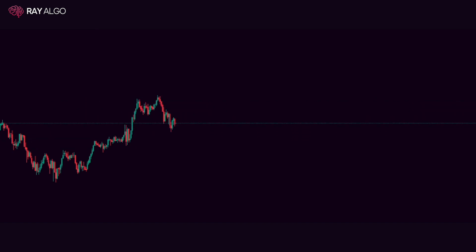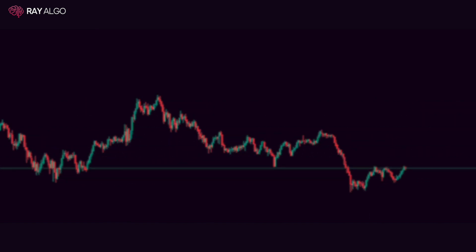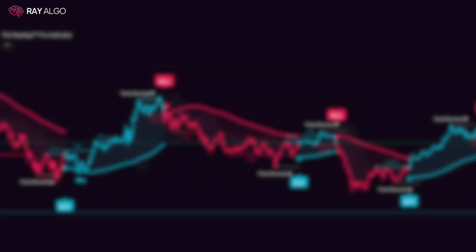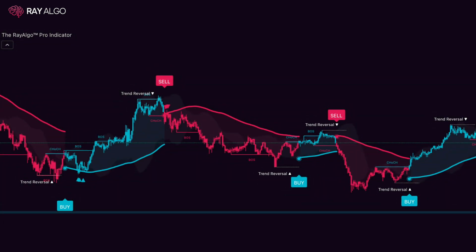Hi everyone, today we're going to walk through how to set up RayAlgo on your chart in TradingView. Whether you're brand new or have some experience, this guide will take you step by step to get the indicator loaded and ready.